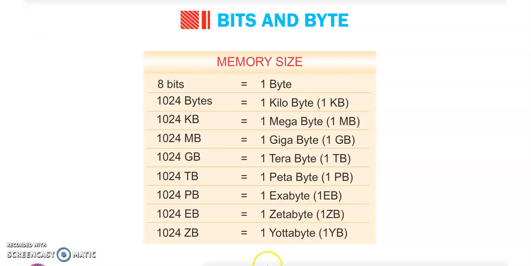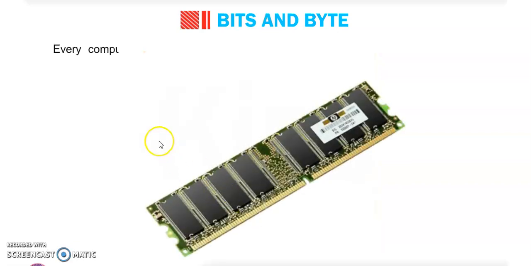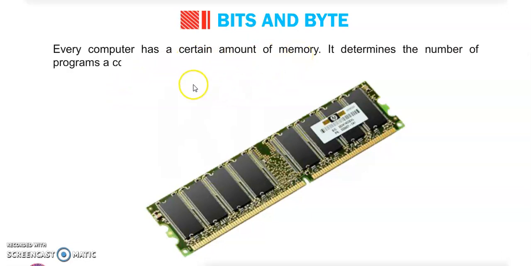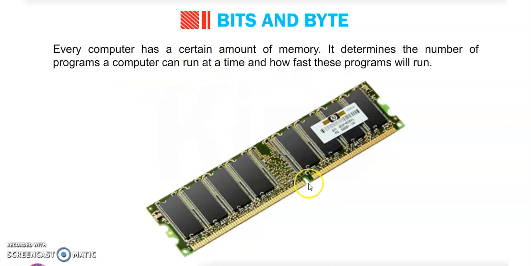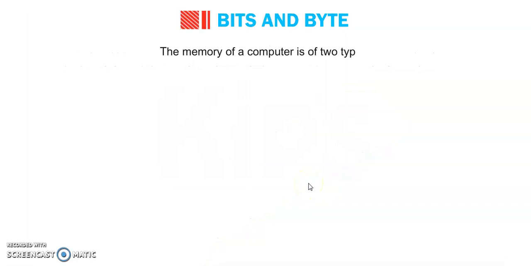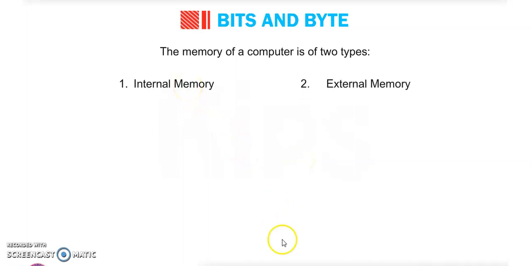Okay children, now the next topic is memory types. Every computer has a certain amount of memory. It determines the number of programs a computer can run at a time and how fast these programs will run. The memory of a computer is of two types. First is internal memory, that is inside the computer, and external memory, that can be attached as the outside part of the computer.